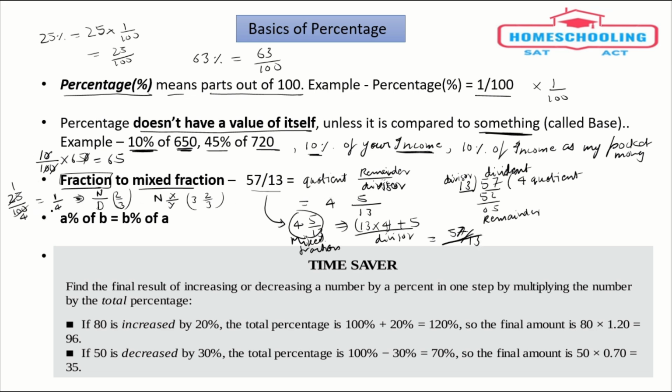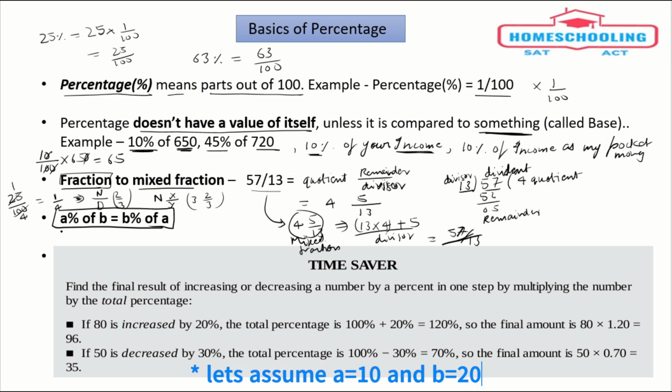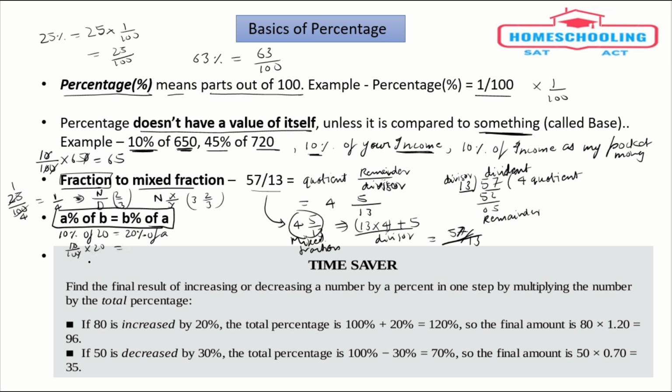Now we have one more statement in percentage: A percentage of B is equal to B percentage of A. So let's take 10% of 20 is equal to 20% of A. So 10% would be how much? 10 can be written as 10 by 100 into 20. That would be 1 by 10, so this one would be 2.